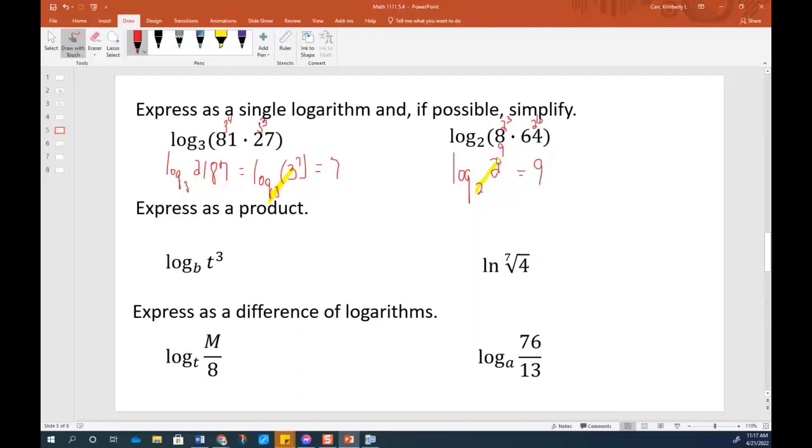Now again, the reason that technically works is because we could take this 9 and move it to the front, and then log base 2 of 2 is 1, 9 times 1 is 9. Now, your calculator cannot handle these, so you have to know how to apply the rules.